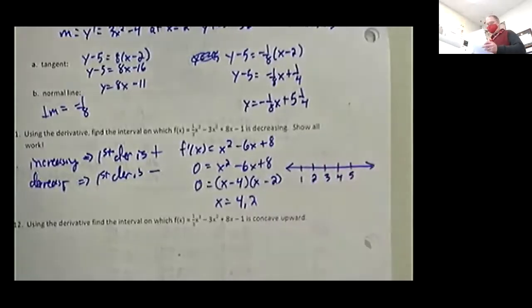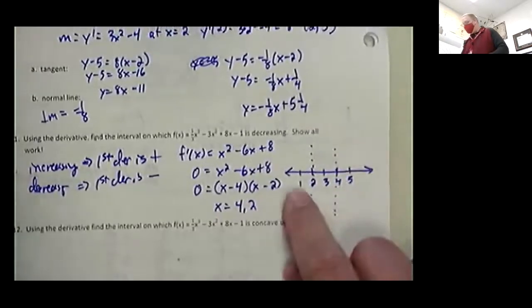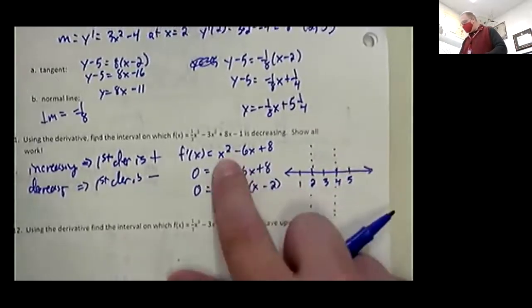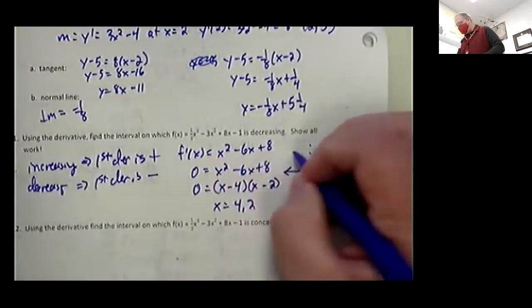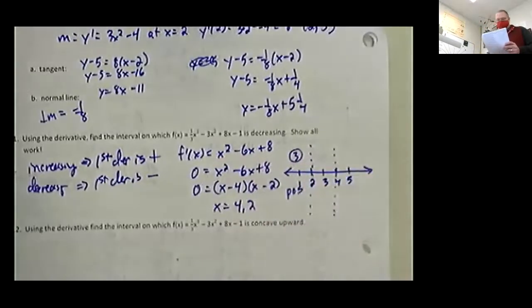So again, there's a couple ways you can do this. One is to actually just see what the value is. So we know something, we're changing at 2, we're changing at 4. So if I plug 1 into my slope formula, I get 1 minus 6 is a -5 plus 8 is a 3. Well, 3 is positive.